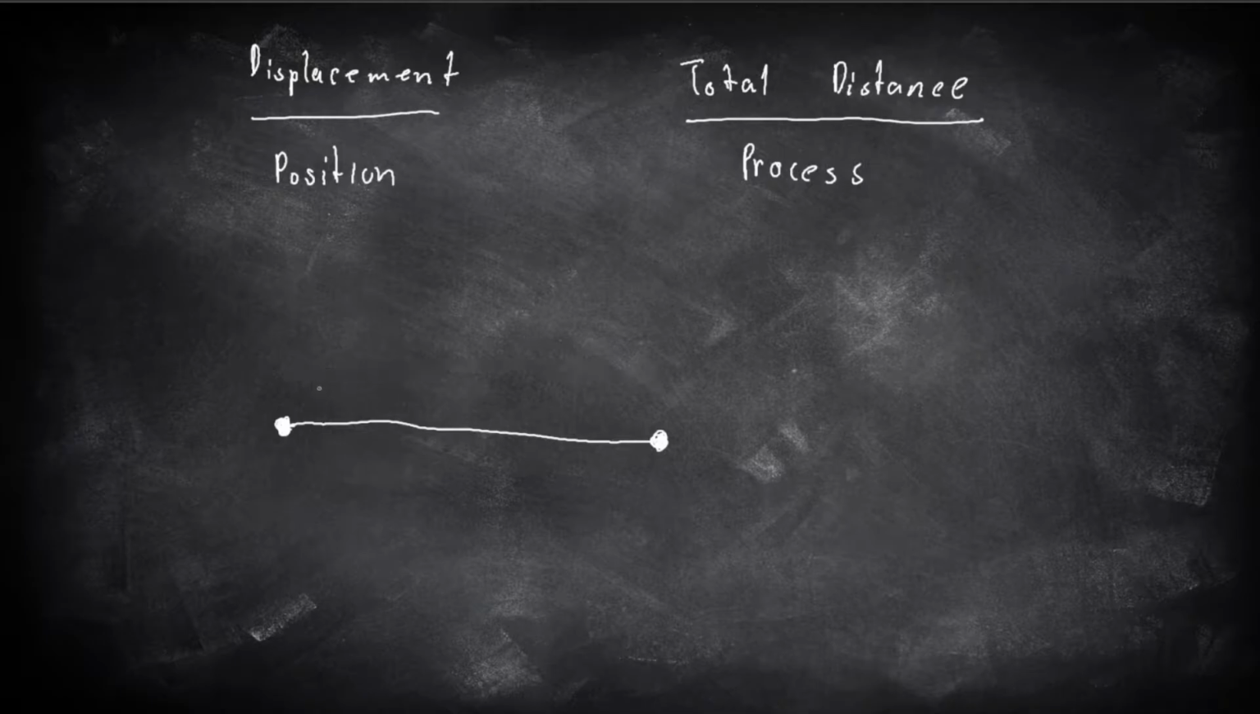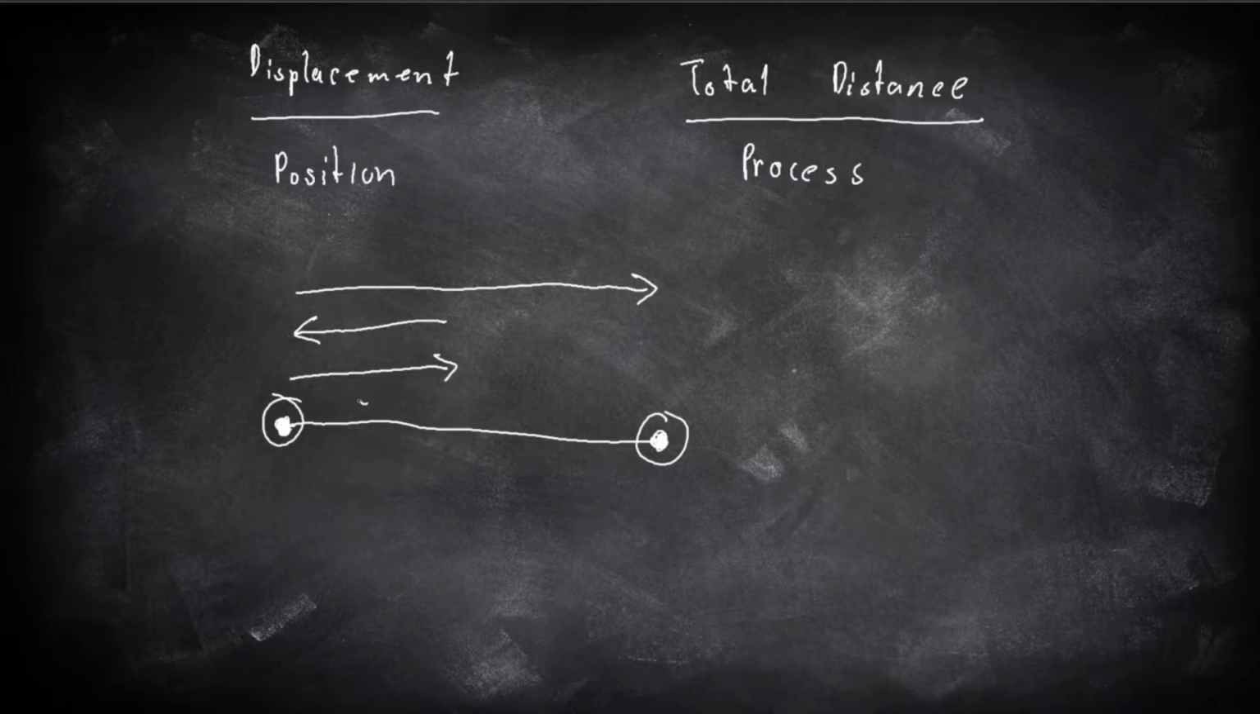Now if we had a path that goes halfway and then walks back halfway, and then we go this way the entire length, then our displacement doesn't change because it only cares about position. Final position minus initial position. This is still our displacement.